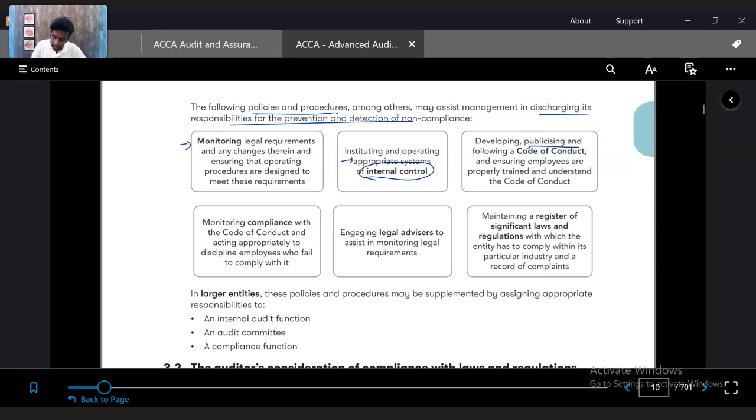Developing and publishing a code of conduct, on how they need to conduct their business. They need to ensure that they develop it, publicize it among their employees, strictly follow it, and ensure that all their employees follow it as well. Give them proper training, help them understand these codes of conduct, and if they are not following it, ensure that there are fines and penalties for the employees or even strict actions against them, etc. Monitoring compliance with the code of conduct, and appropriate disciplinary actions for the employees who fail to comply with it, as I already mentioned to you.